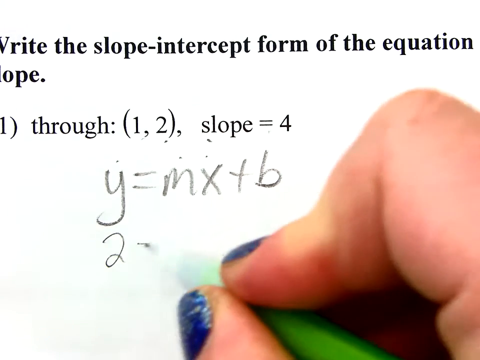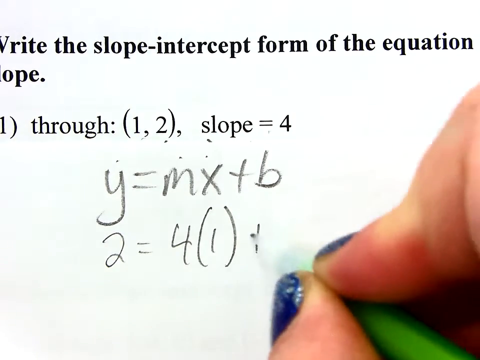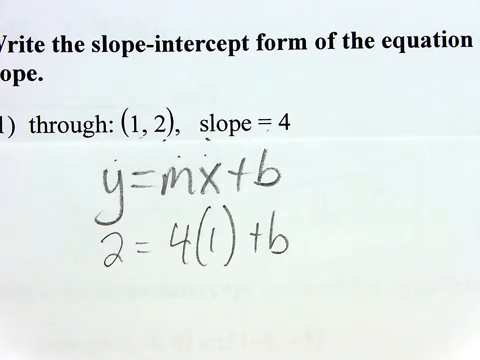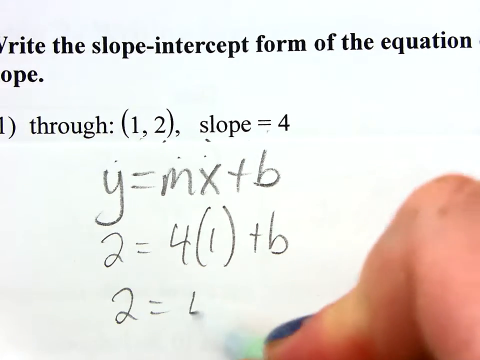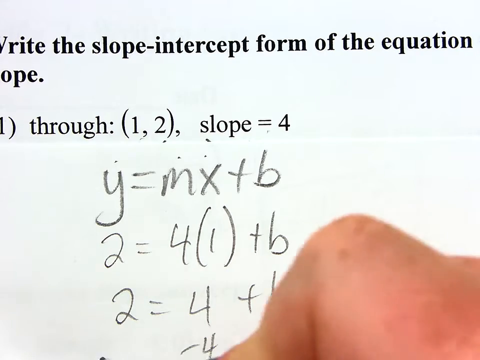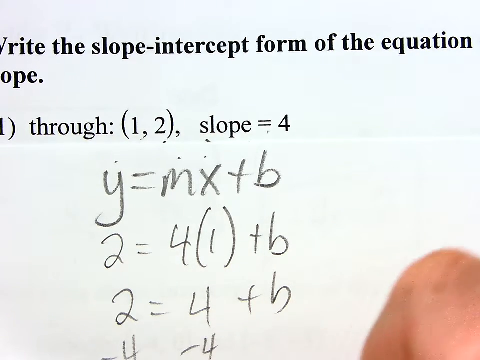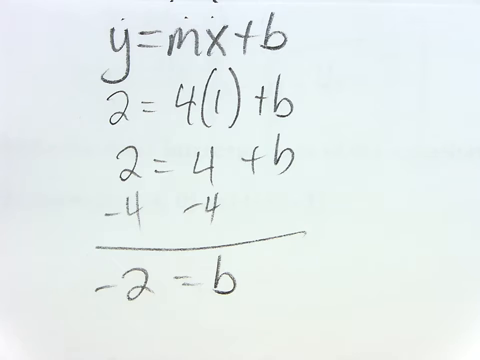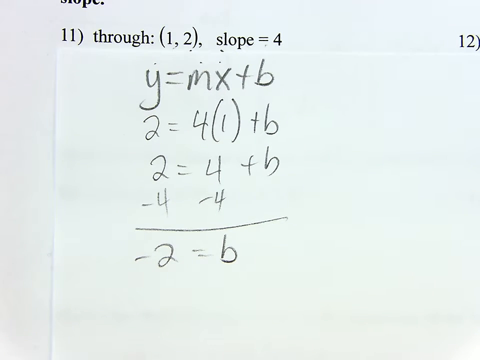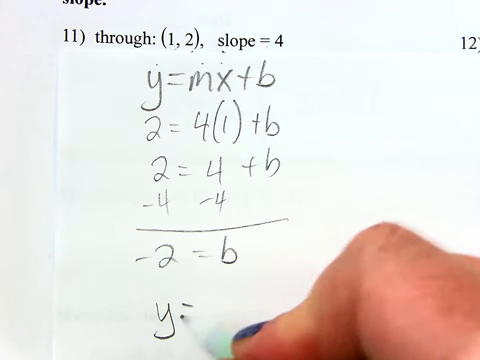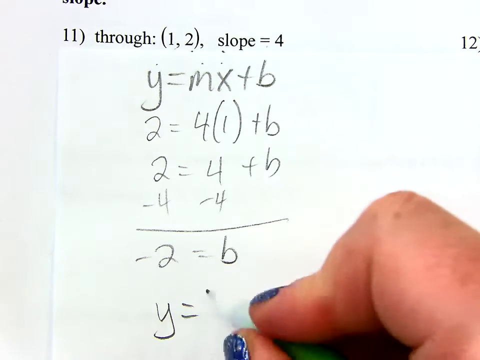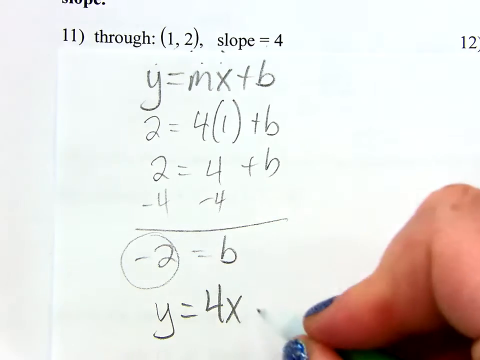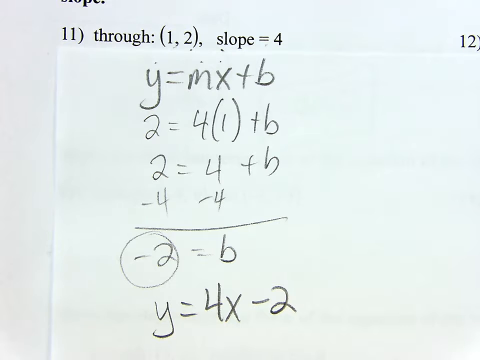So y is 2, m is 4, x is 1, b is what I don't know, but I could solve for it. So I get 2 equals 4 plus b, minus 4, minus 4. I get negative 2 for b. And then you just have to remember to put it all back together again. So y equals, my slope is 4, and then my y-intercept is a negative 2. So either way, you're going to get the same answer. It's your preference. Me personally, I think it's easier to use point slope form.